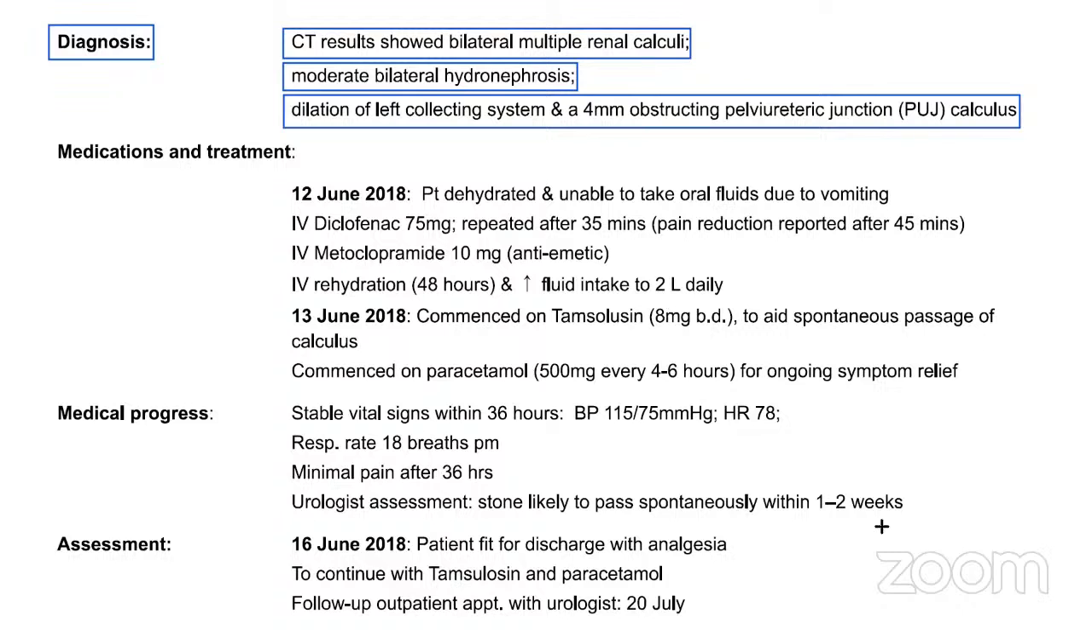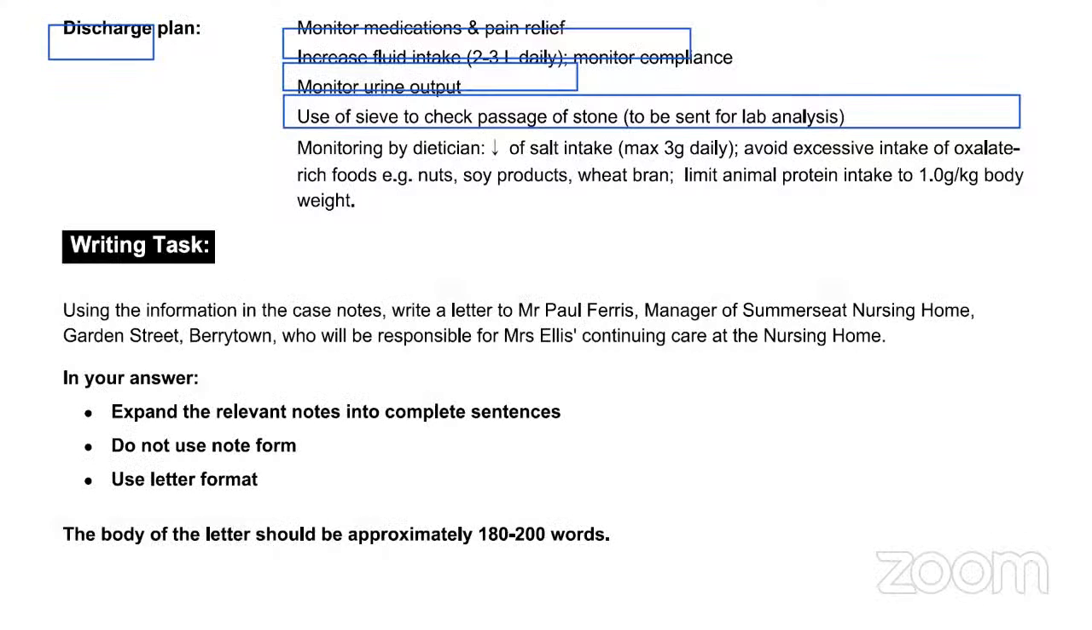Right, medications and treatment. 12 June 2018, patient dehydrated and unable to take oral fluids due to vomiting. What happened in the hospital? Is it important? You have to see. And that depends on to whom you are writing the letter. You are writing to a nursing home.